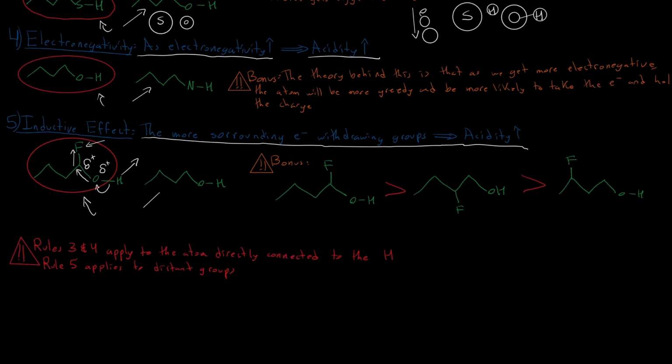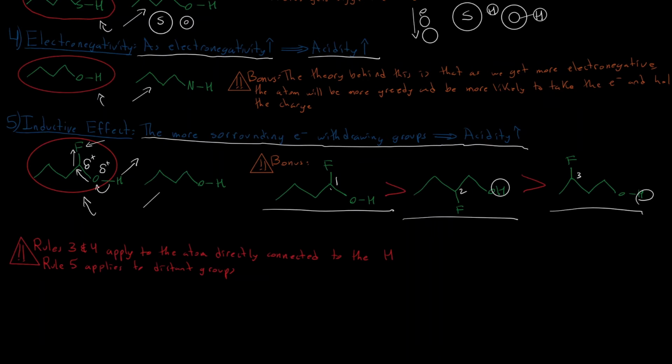This also applies to even more distant groups, as we can see here in this bonus point. So this compound is more acidic than this compound, which is more acidic than this compound. This is because we can see it getting further and further away from the acidic hydrogen, as this was on the first carbon, this is on the second carbon, and this is on the third carbon. Therefore, the further away it is, the weaker the inductive effect is.